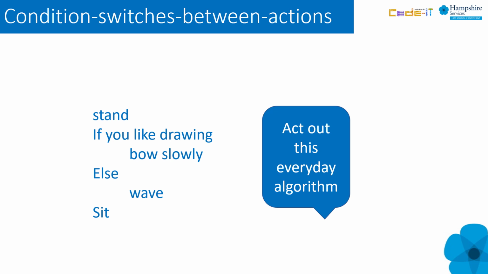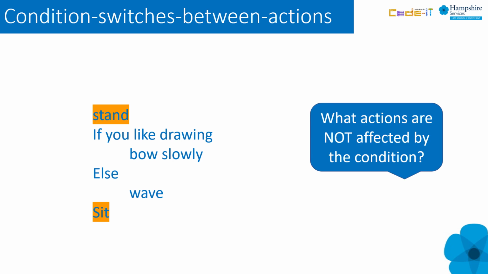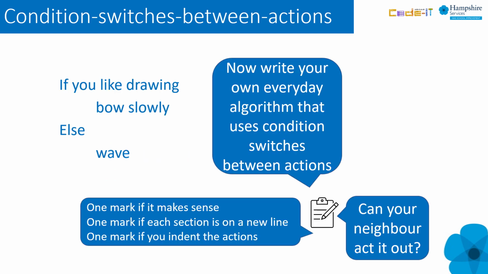Acting out everyday algorithms gives us a chance to assess pupils' initial understanding of the process. Will they bow and wave where only one of these is possible? Checking pupils' understanding of what parts of the algorithm are affected by the condition and what parts are not helps to determine who will need more support. Writing their own example gives you a chance to see who has understood the concept and who is able to adapt it and come up with their own examples. Some will make very minor adaptations and some will use it in a very different way.